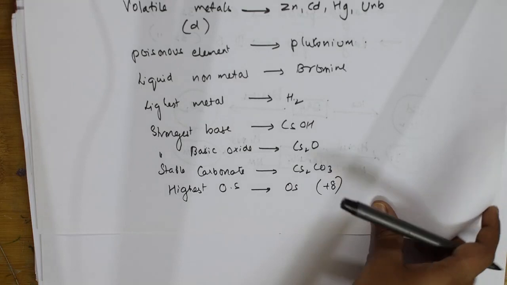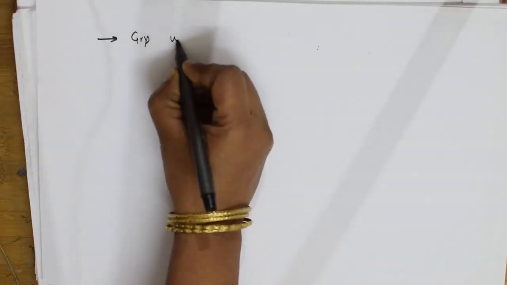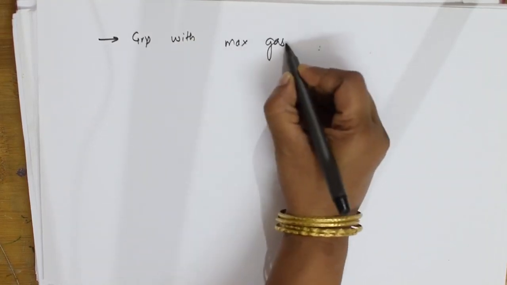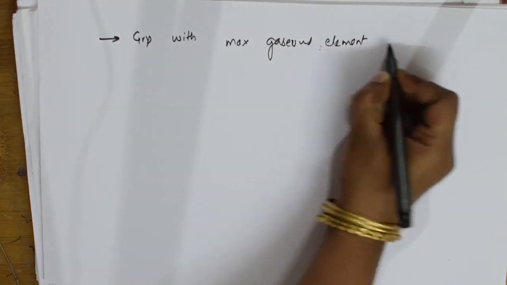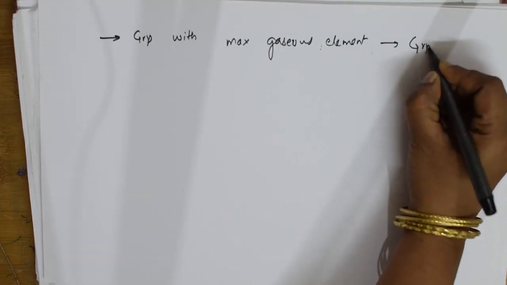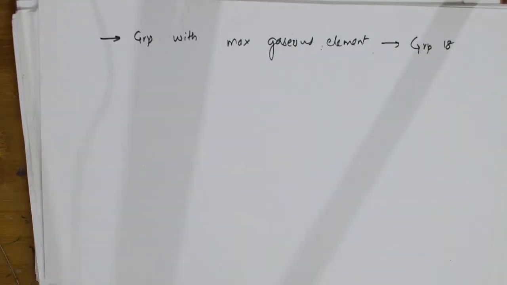Right. Group with maximum gaseous elements. Let us write that. Which is the group which has maximum gaseous elements? It is the last group, group 18. Group 18 is the group which has the maximum number of gaseous elements. What do you call it? It is nothing but the zero group.